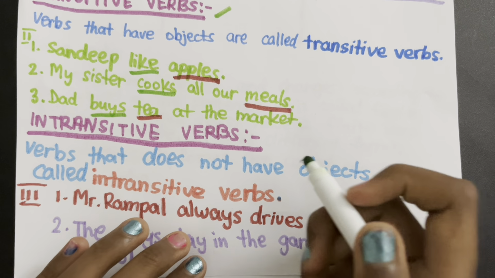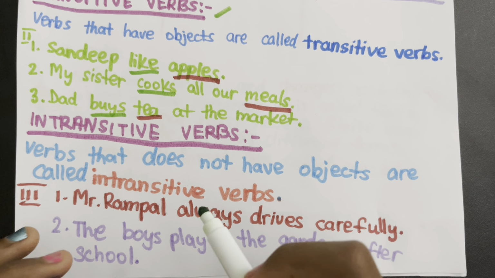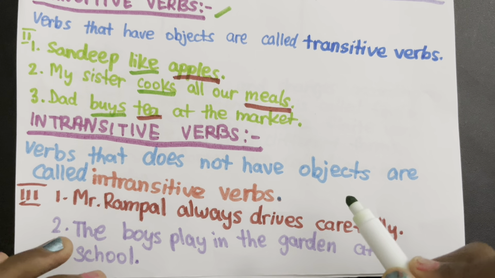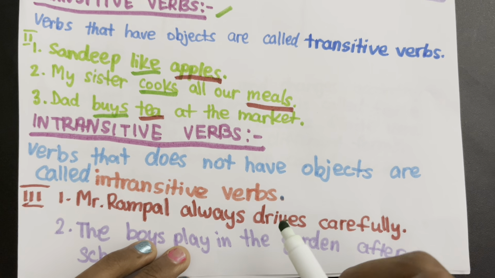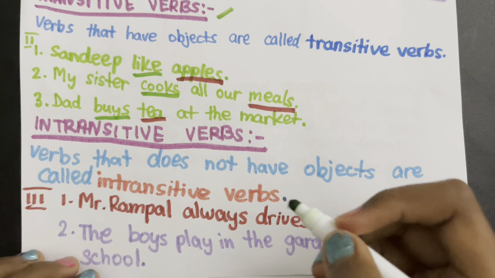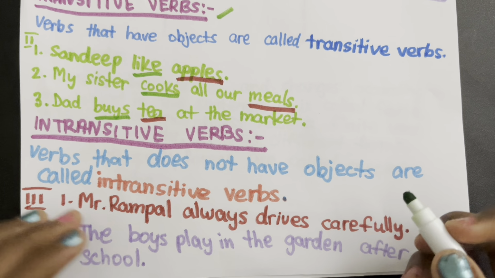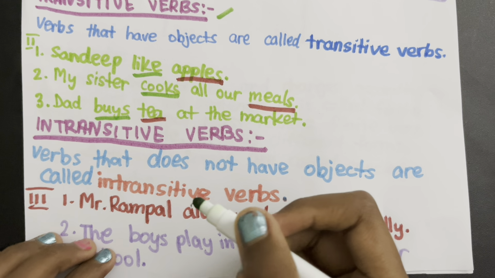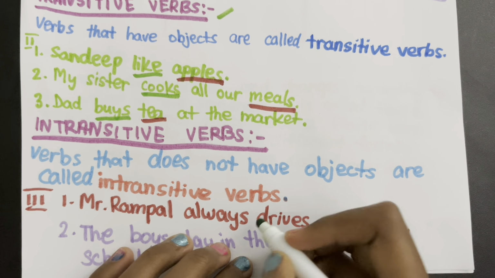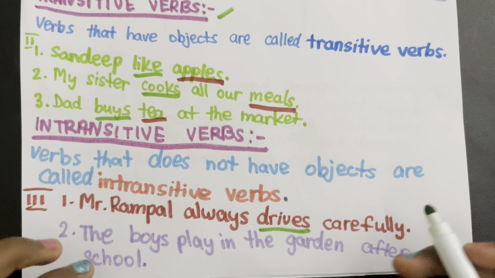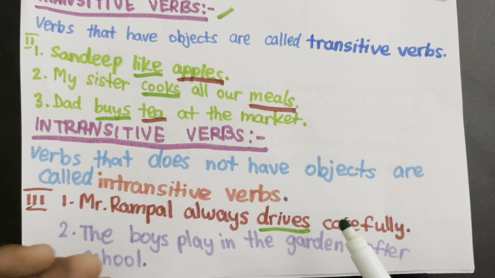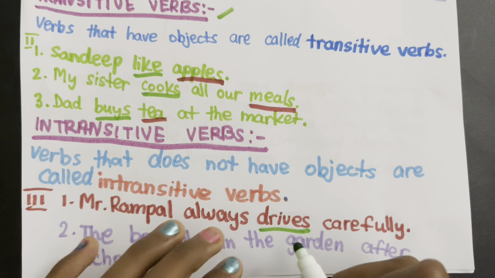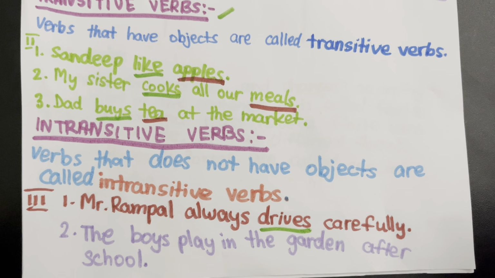Now we're going to see intransitive verbs. Verbs that do not have objects are called intransitive verbs. It is totally the opposite of transitive verbs. In Roman number 3, we're going to do the same thing that we did here. Mr. Rampal always drives carefully. Drives is the verb and there's no object in this sentence, so drives is the intransitive verb.